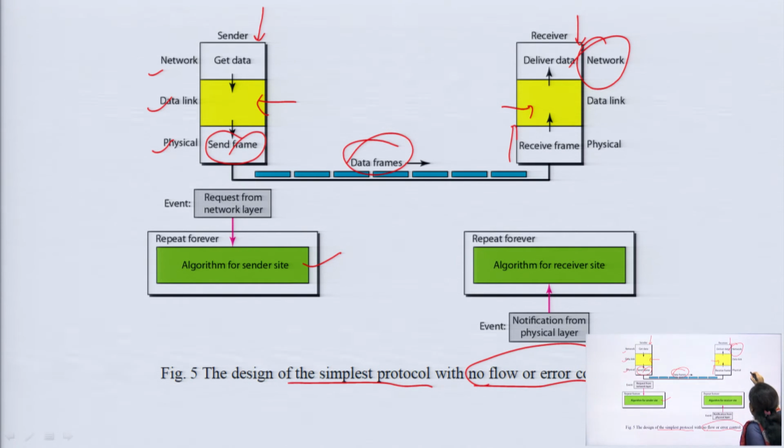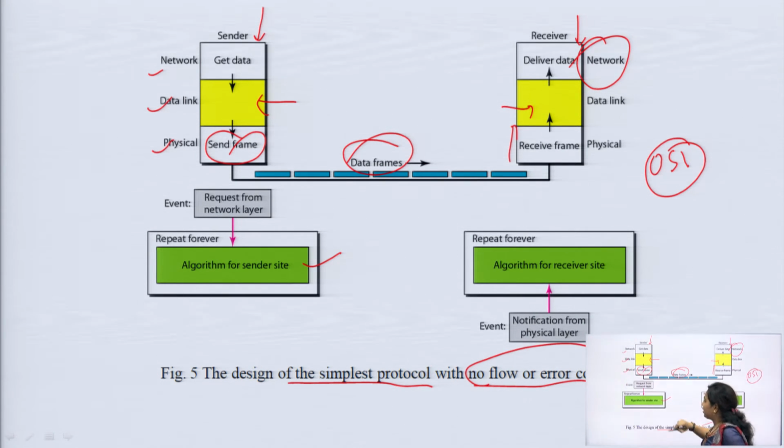So, for the OSI model I have shown only three layers: the physical layer, the data link layer and the network layer, and these are the algorithms used at the sender side and at the receiver side. Repeat forever means you are going to repeat whether it has to transmit the data or not. It will only work on one of the three characteristics, that is the framing part. It will form the frame for the transmission purpose, and it will not be a part of flow and error control.